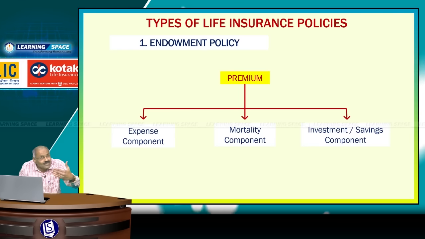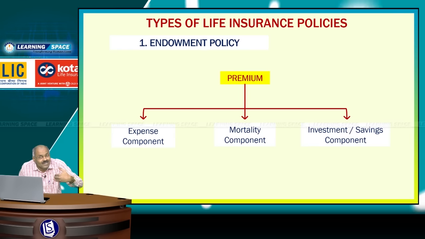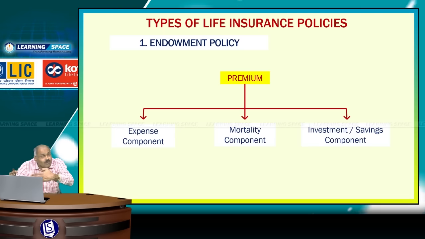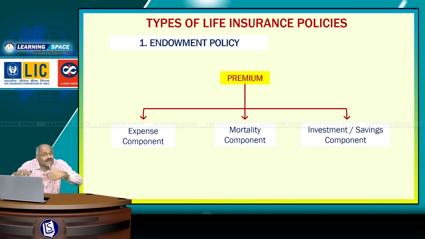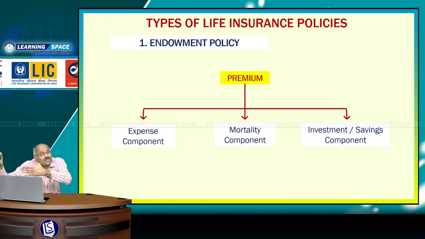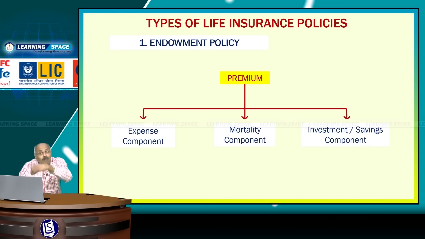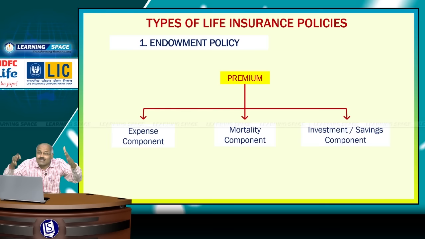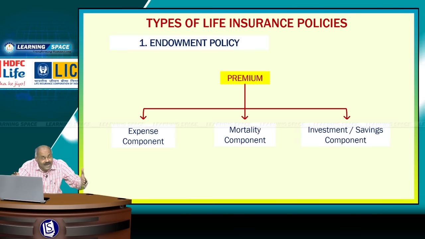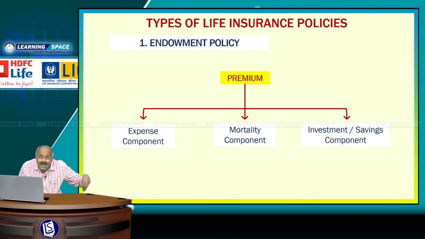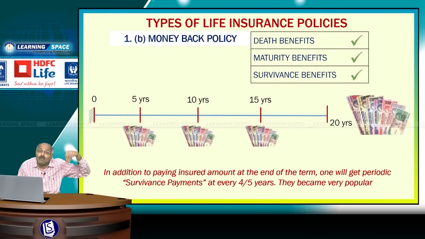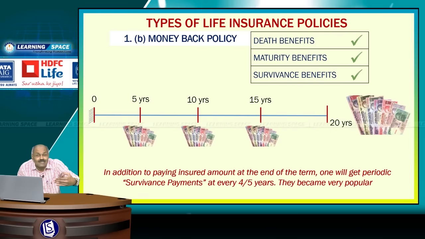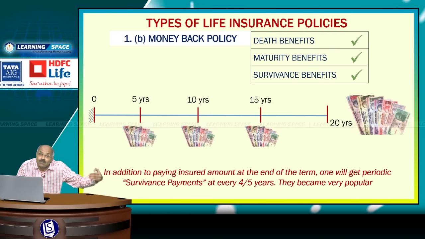So, bluntly, please don't forget, endowment policy means if the person dies within the term of the policy, the nominee will get a death benefit, and if the person lives beyond the term, the person will get a maturity benefit. This 20-year period is known as the maturity period, and the benefit which he gets after the period is the maturity benefit, right. If you look at it, the money back policy is one type of endowment policy.